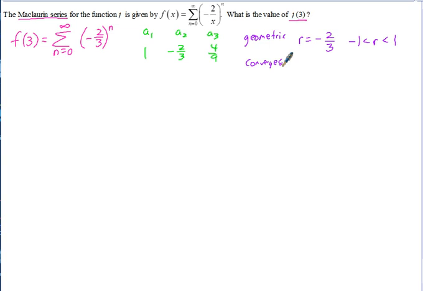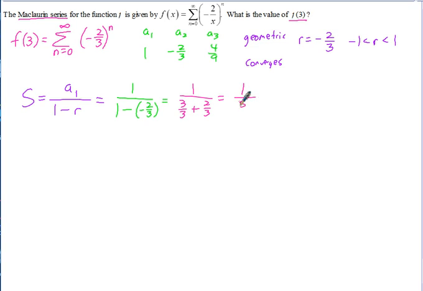But it says, what's the value of this? Since it's geometric, remember the formula for a geometric series that converges to find its sum is a sub 1 over 1 minus the common ratio. In this case, a sub 1, our first term, was 1, divided by 1 minus the common ratio we just figured out, negative 2/3. So you get 1 over 3 over 3 plus 2 over 3, which gives you 1 divided by 5/3, which is the same as 1 times the reciprocal, 3/5. So this series equals 3/5. So that's what f of 3 is.